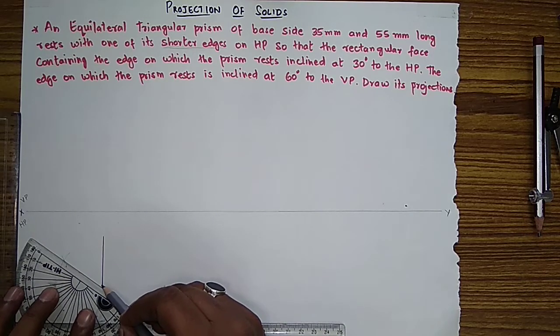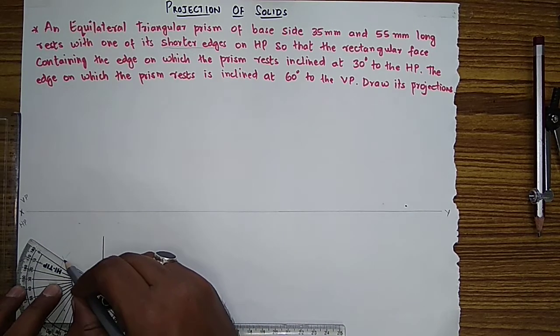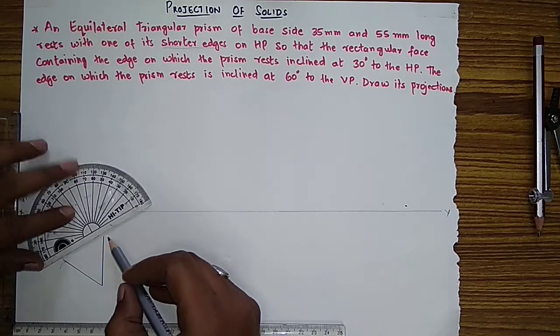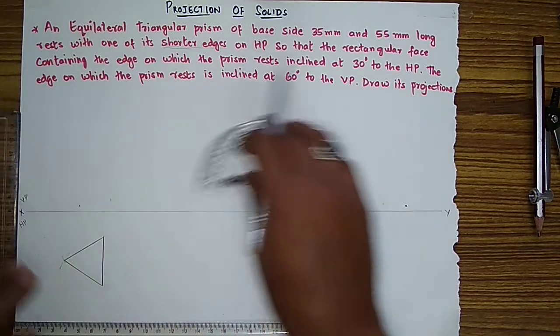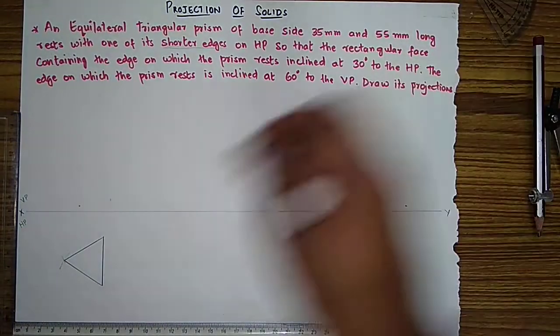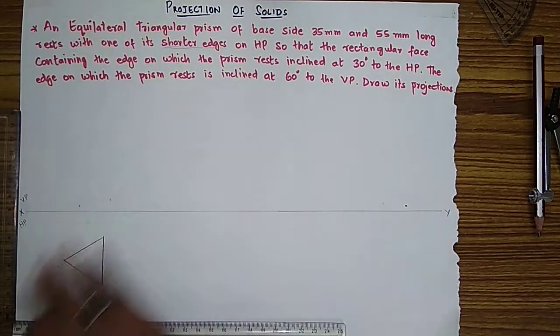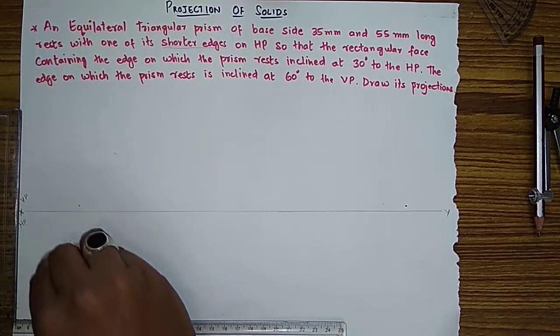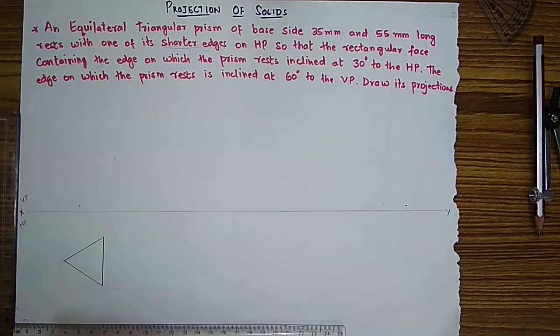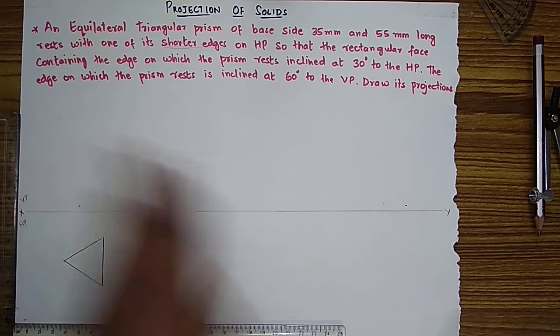An equilateral triangle means the triangle has all sides equal. If you want, you can rub the arcs. After drawing, this triangle is resting on its shorter edge, so your shorter edge comes here.